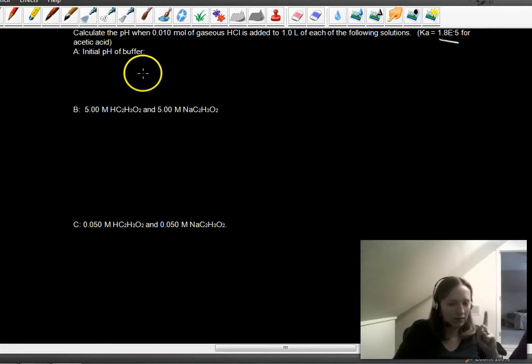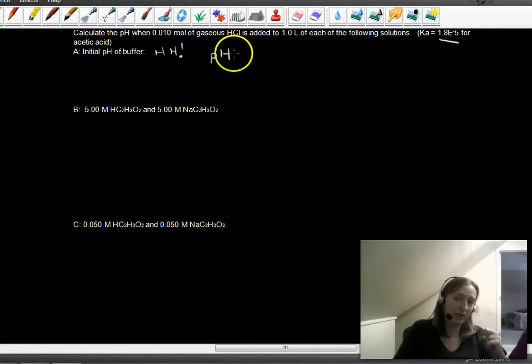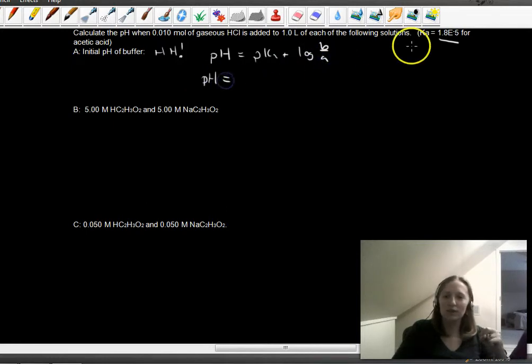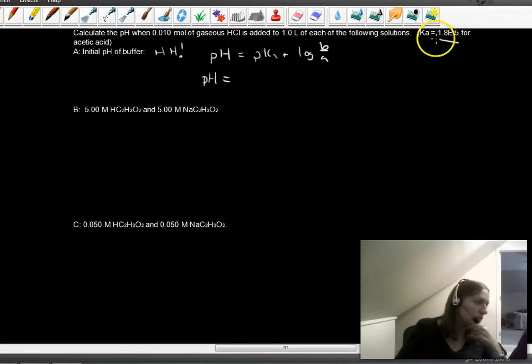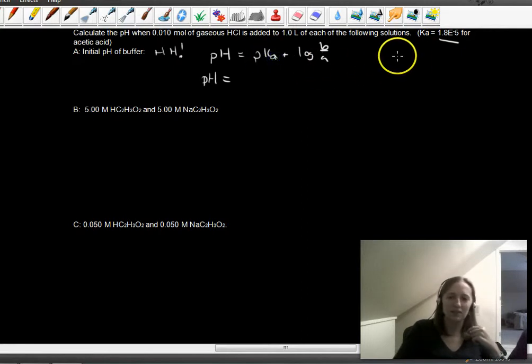Now, I am tempted to go and do an ice chart, but this is a buffer, and so I can use the Henderson-Hasselbalch equation. They're asking for the pH. So the pH is going to be equal to the pKa plus log of base over acid. Okay, so what is my pKa? Do you know how to do that? That's important. It is the negative log of the Ka.